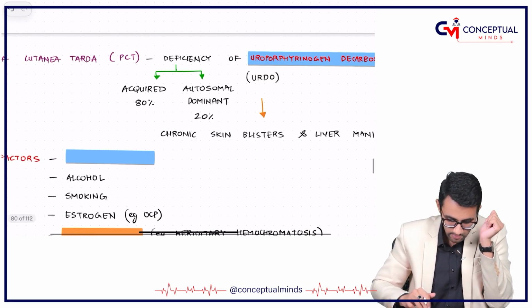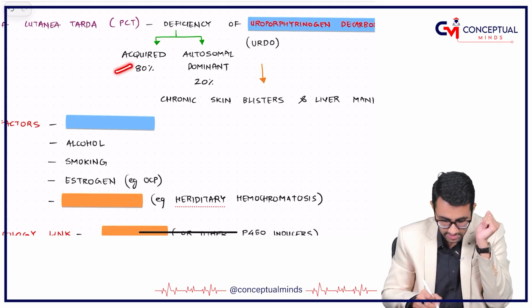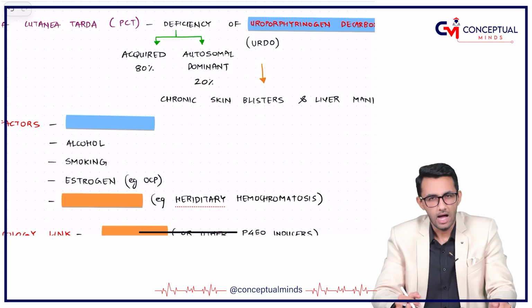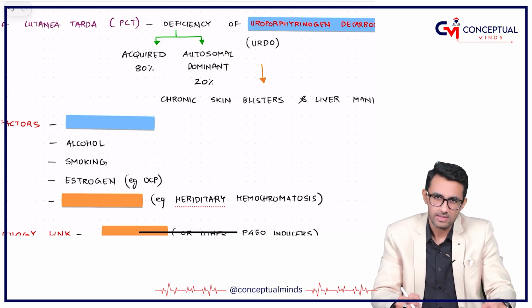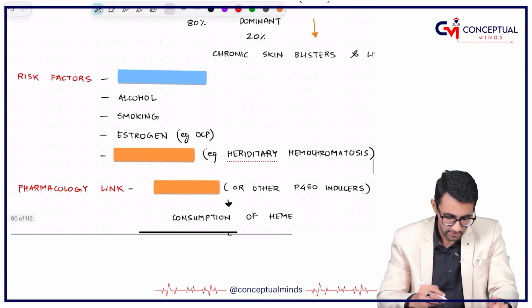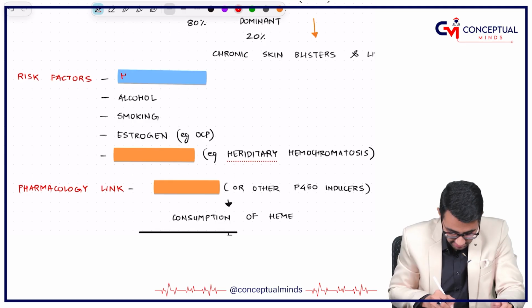How are the manifestations acquired? It is acquired in 80% and autosomal dominant in 20%. How is it acquired? What are the risk factors? What do you think could be the risk factor for this? One of them is HCV infection.